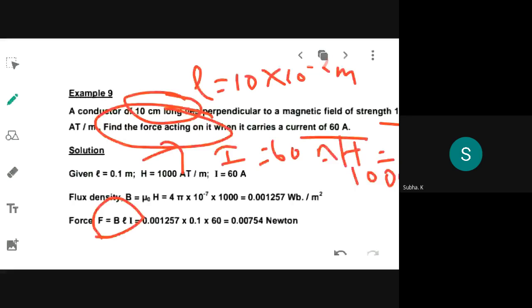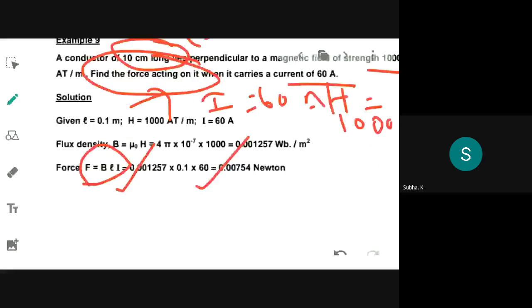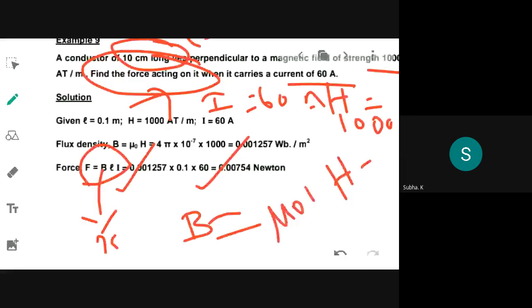L is directly known to you. I is also directly known to you, but B is not known to you. That is an X factor. So how will you determine B? Mu naught H. They have indirectly specified the H value, so that is why you are using the mu naught H formula. Mu r is not given, so if relative permeability is not given, you have to use the mu naught H formula only.